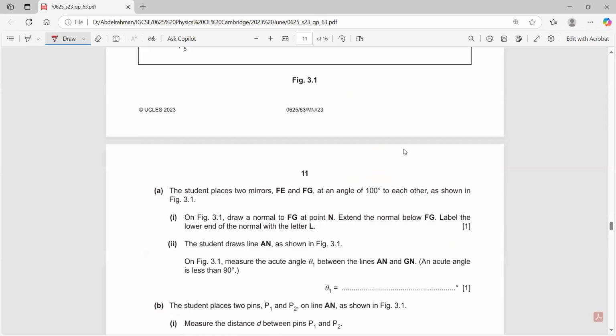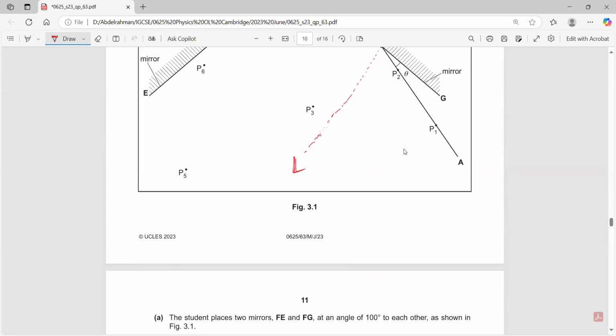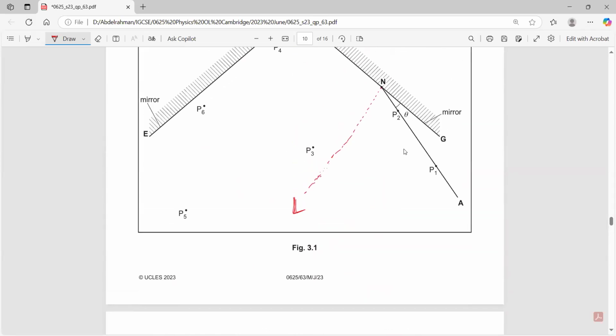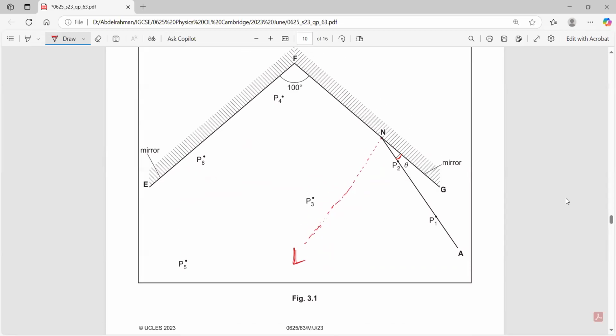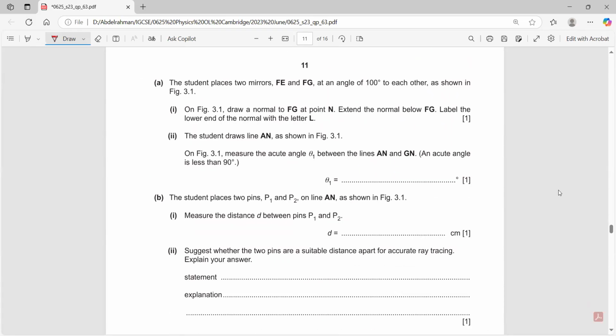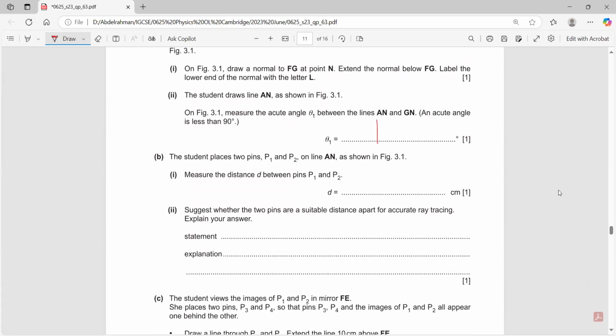Next question, he's asking me to find the angle theta. Can I find this small angle theta 1? Yes, I can find the small angle theta 1 using the protractor. This angle would be 15. It's a very small angle, which is 15 degrees. If your value is 16 or 14, it could be acceptable.